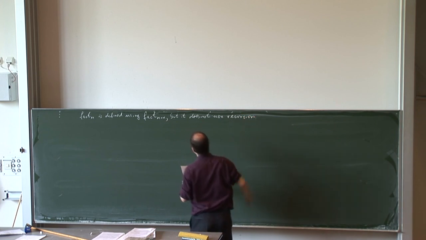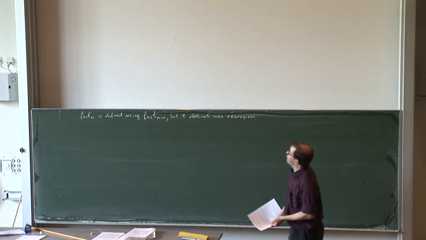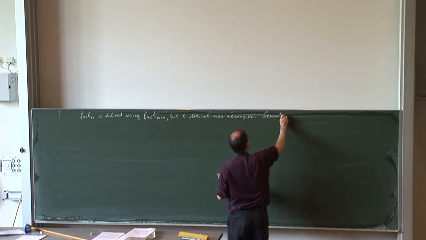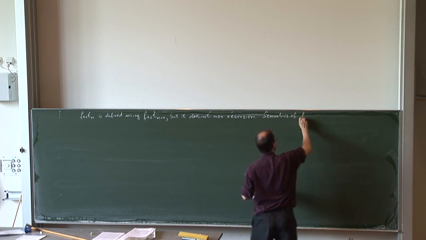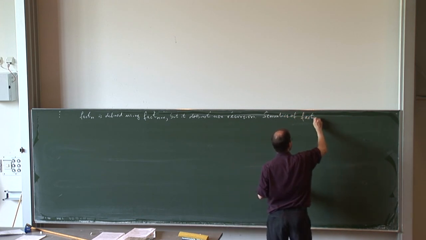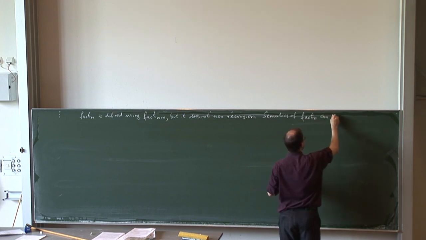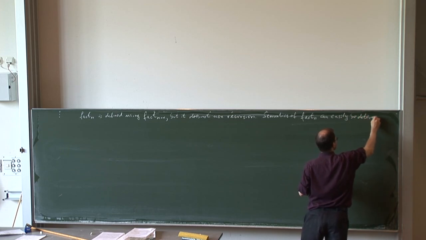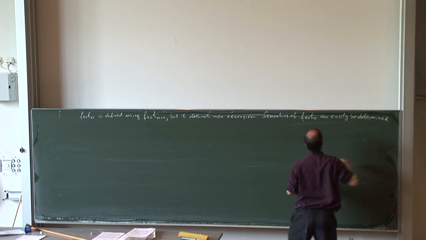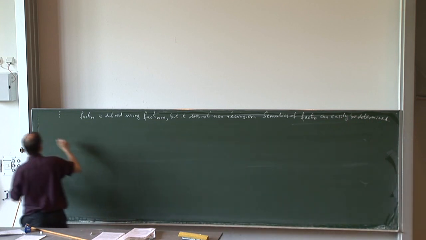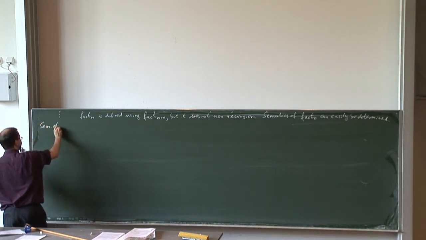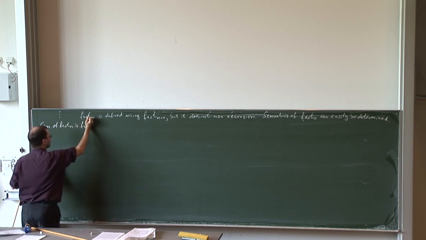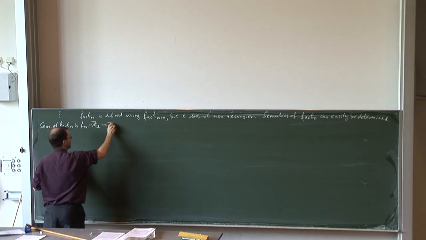So since it does not use recursion, we can now find out the semantics. So the semantics of fact n can easily be determined as before. So the semantics of fact n is the function fn from Z bottom to Z bottom.